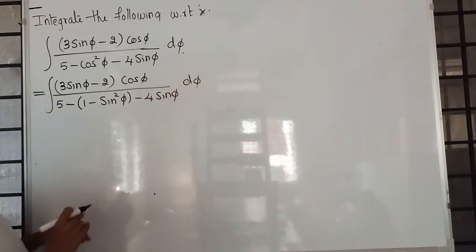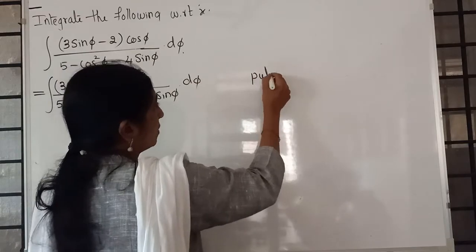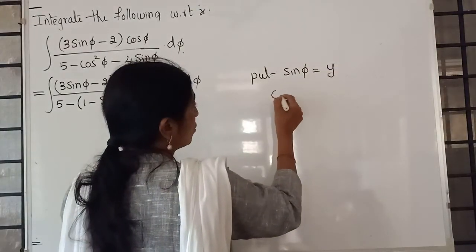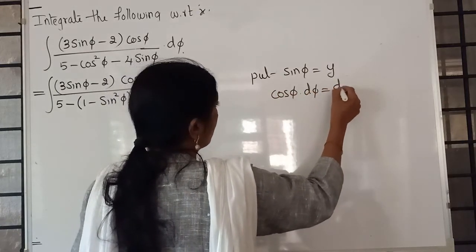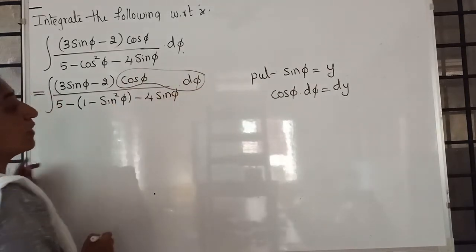So before moving to the partial fraction, I will go for the substitution. Put sin pi is equal to y. Differentiation of sin is cos pi into d pi is equal to dy. See, you got this term, or what? That value is dy.